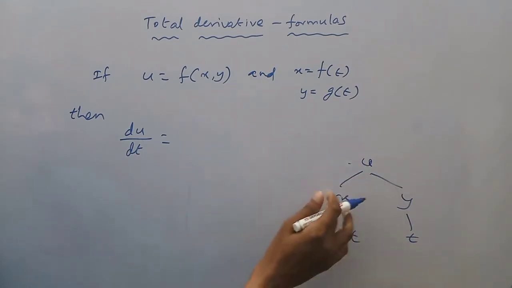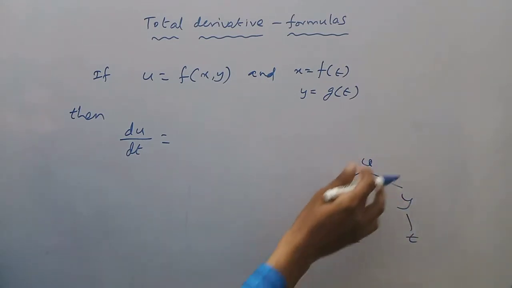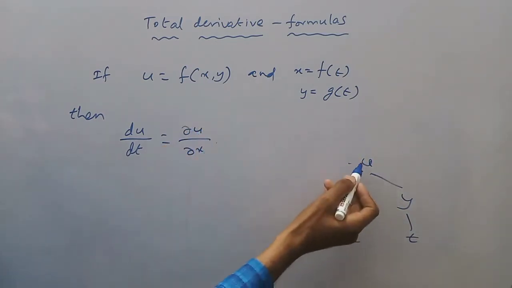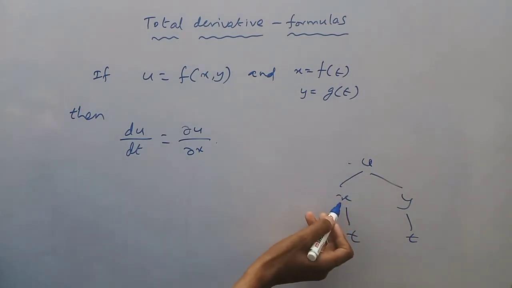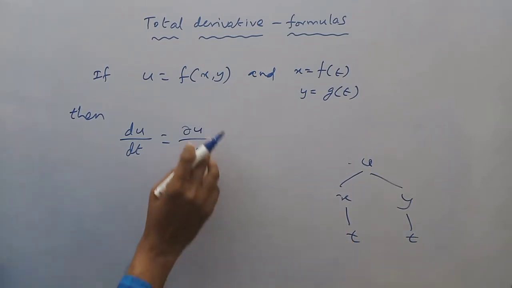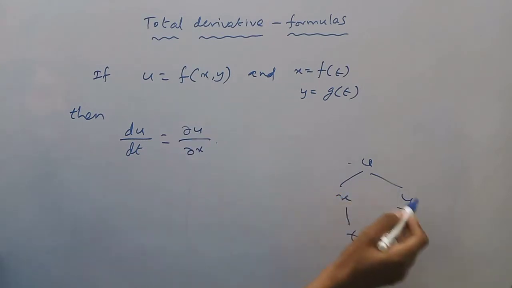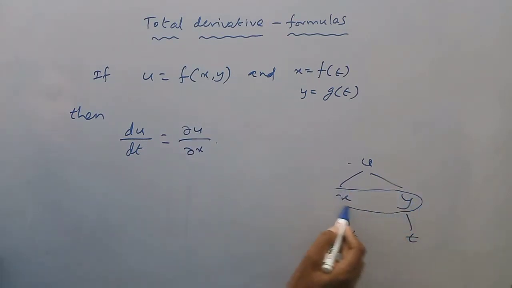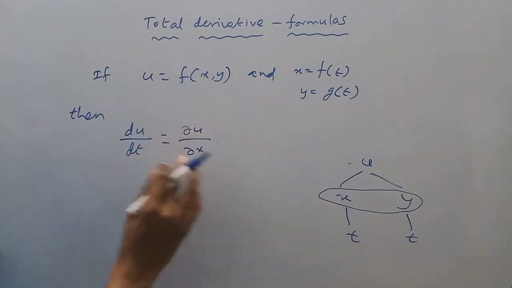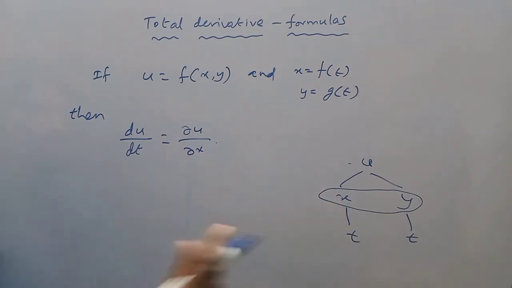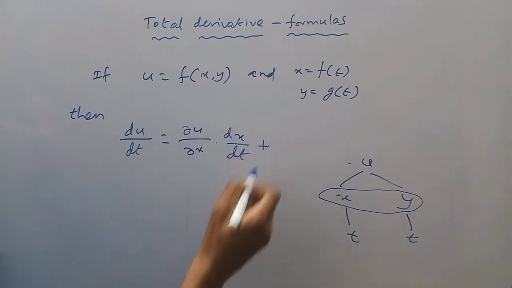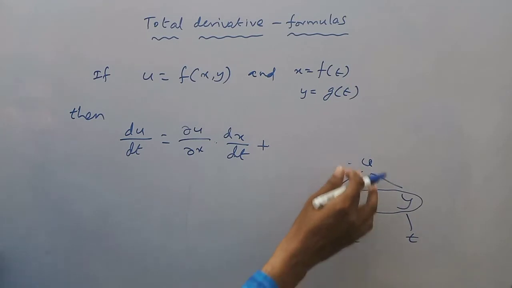So to reach t, there are two ways, one through x and another through y. So dou u by dou x, you cross x, then you reach t. Because u is a function of x and y, a two variable function, the notation is dou. So dou u by dou x into dx by dt, since x is a function of t alone.